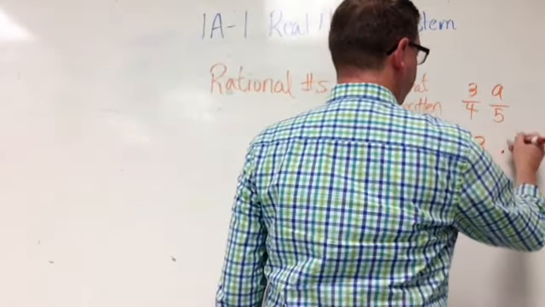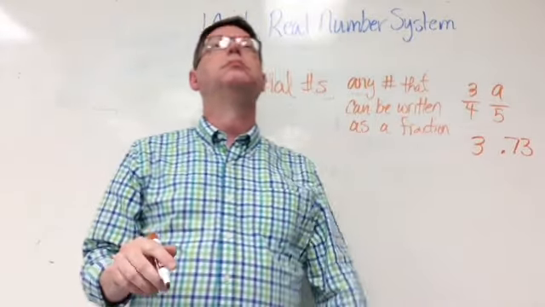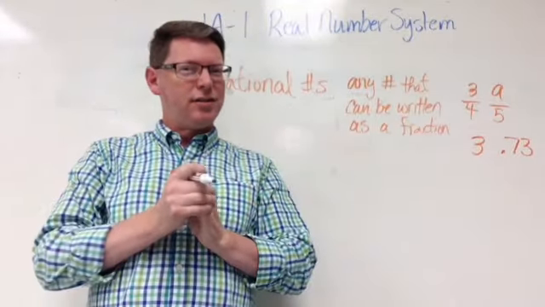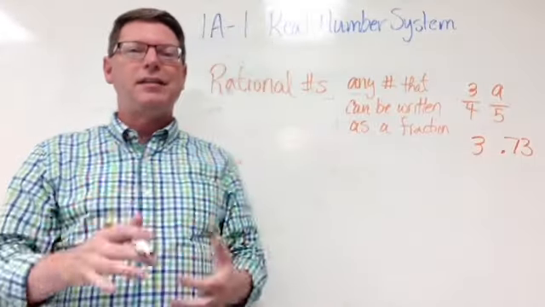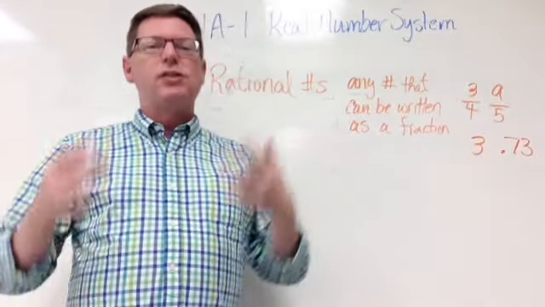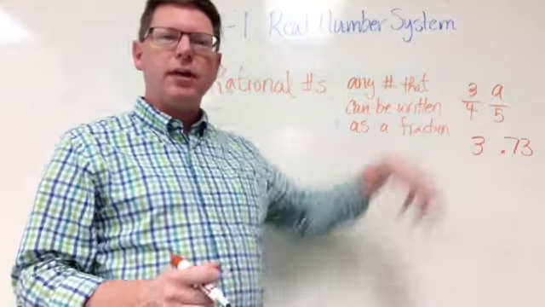What about 0.73? Is that a rational number? Can I change 0.73 to a fraction? Well, yes, because the 0.73 is actually 73 hundredths. So I can write 0.73 as a fraction, so that means it's rational. Those are all types of rational numbers.